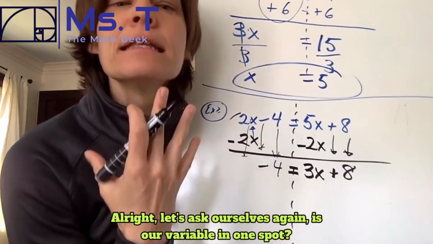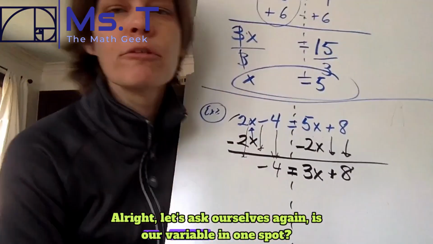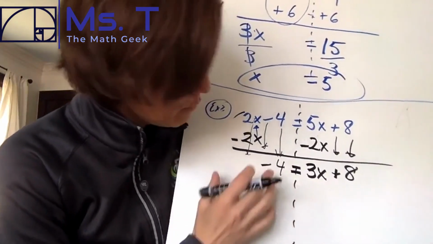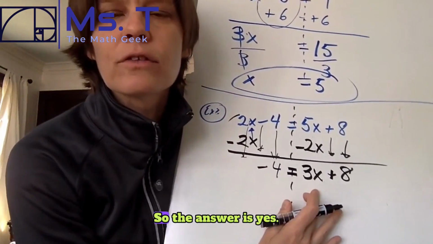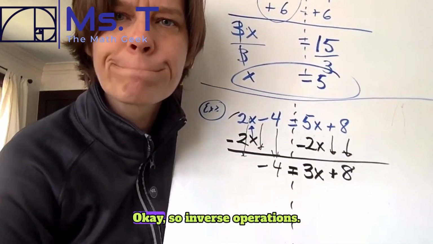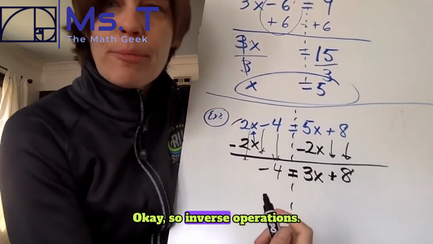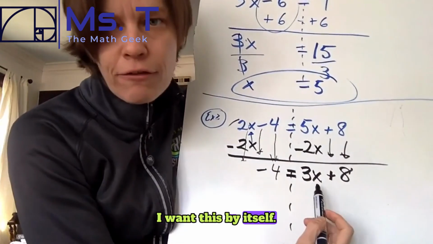All right. Let's ask ourselves again, is our variable in one spot? Well, there's no variable here. And over here, it's exactly in one place. So the answer is yes. Okay, so inverse operations. I want this by itself.